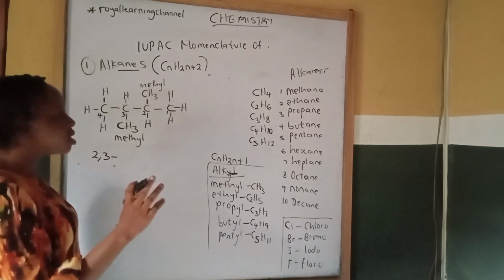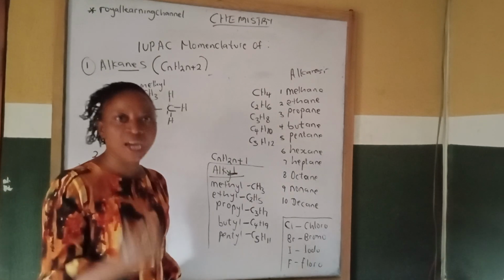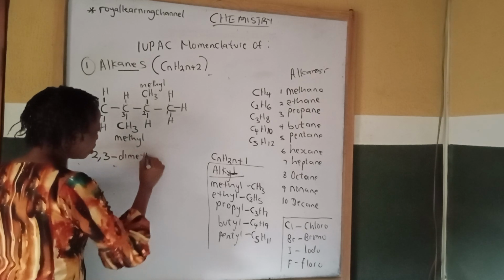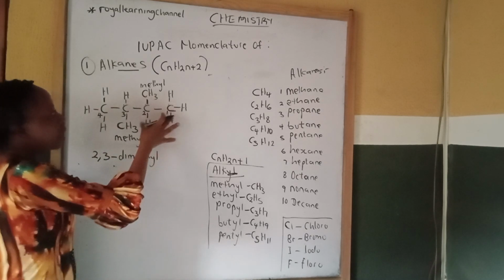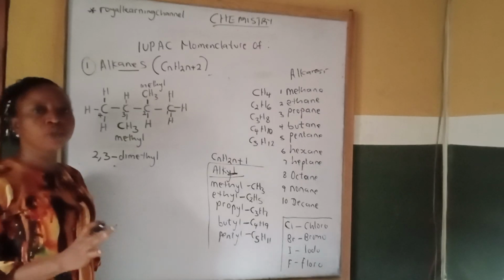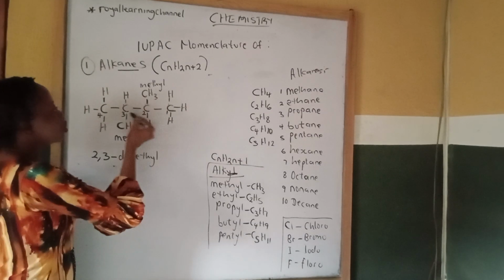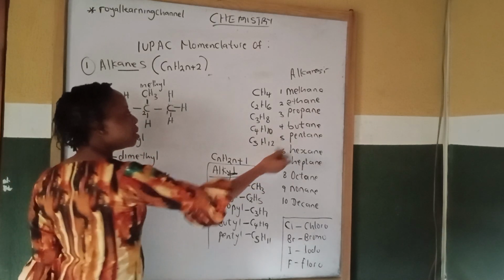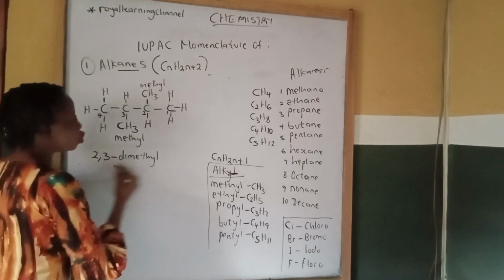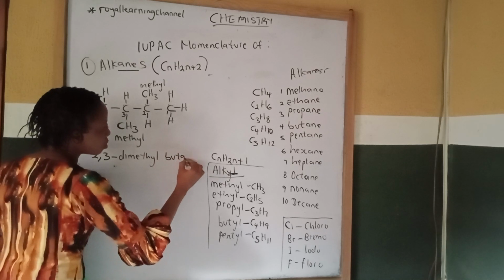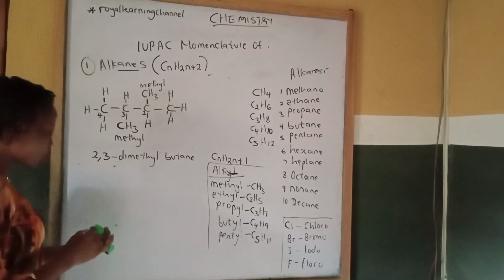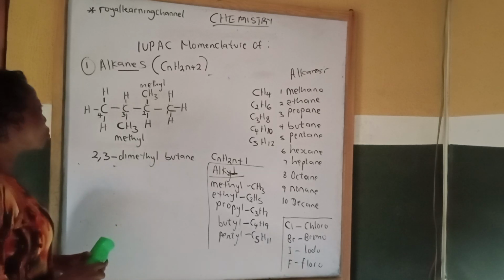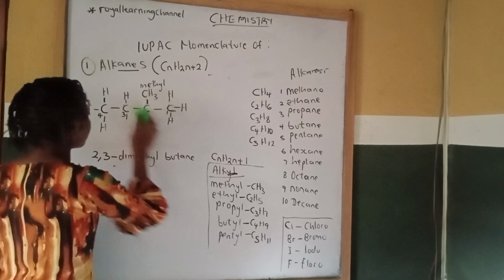Then how many methyl? We have 2 methyl. 2 means di in chemistry, so that's dimethyl. Then you've named all the substituents. The next thing to name is your root hydrocarbon. 1, 2, 3, 4, the fourth member of alkane, so butane. So this structure is 2,3-dimethyl butane.